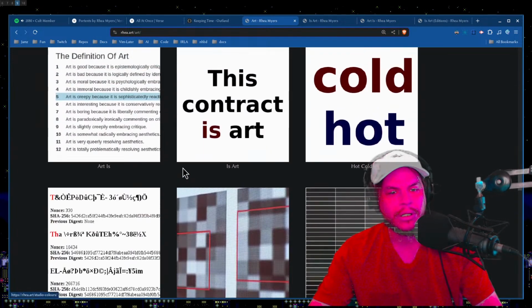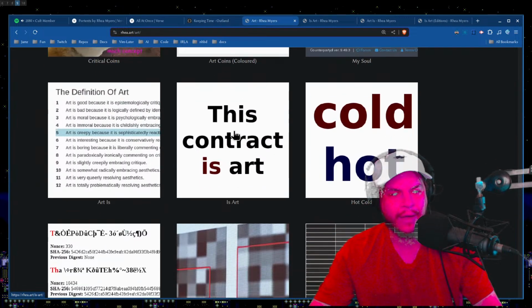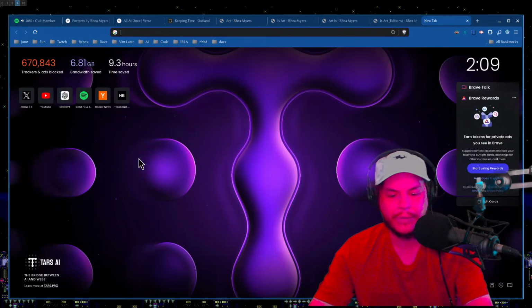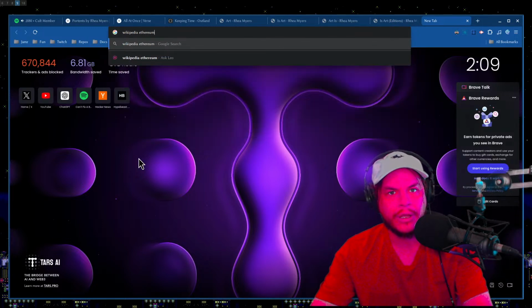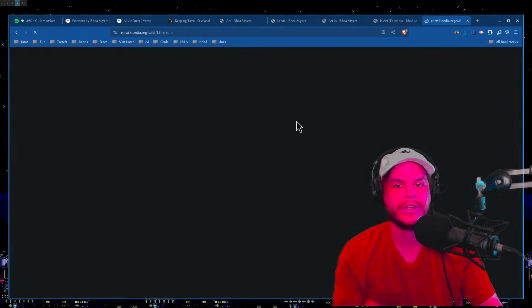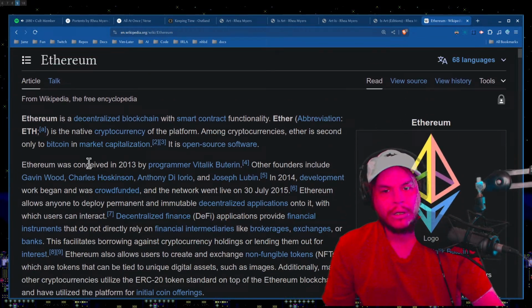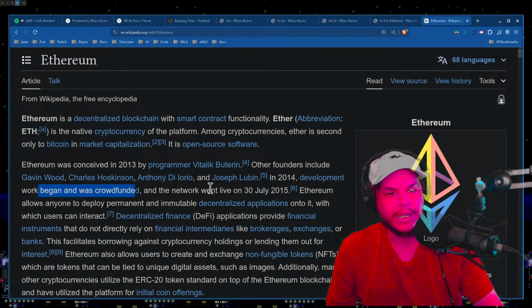So back to here. Right, so in 2014, we have this is art and then art is together. Both are messing with contracts here. Both are early. If we actually go to like Wikipedia, Ethereum, and we start looking at some dates right here, we can see that it's conceived in 2013, and then in 2014, work had been begun, and the network went live on July 2015.